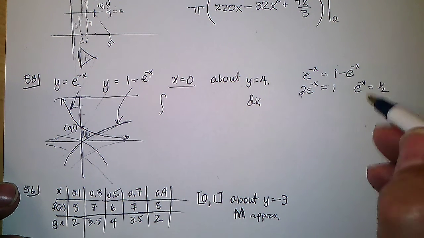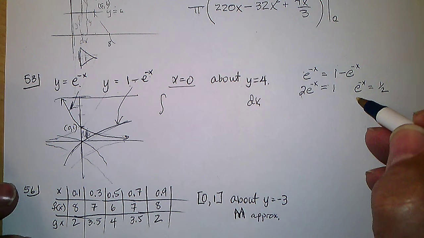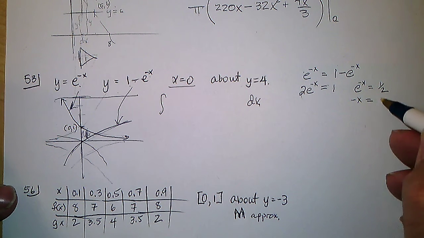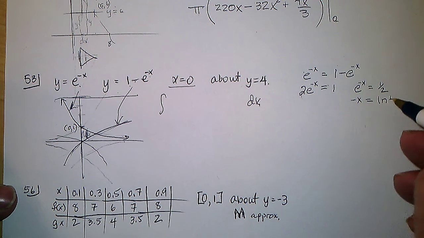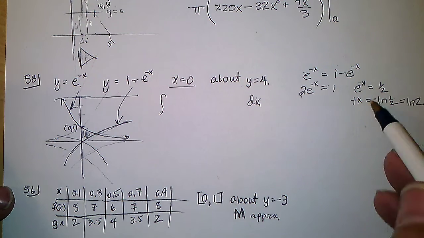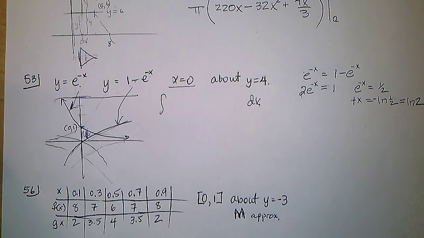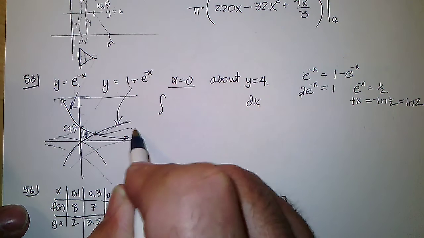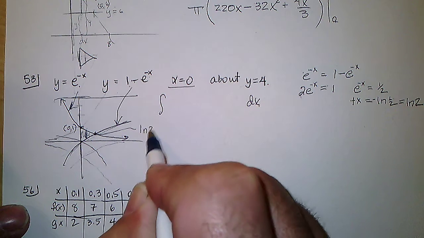And to solve for x, we use the natural log, and it becomes negative x equals ln of 1/2. Multiply both sides by -1. That negative would go up as a power, so this just becomes ln 2. You could use negative ln 1/2 if you don't see that last one there. So x value here is ln of 2.